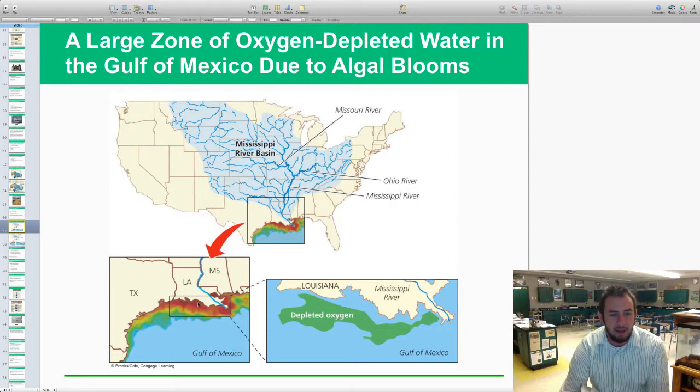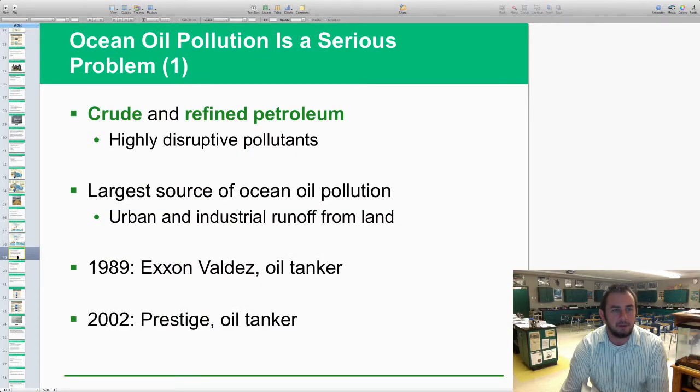and you can see in red how heavily polluted that area is, and then the depleted oxygen around it. So that's just kind of the case study there.